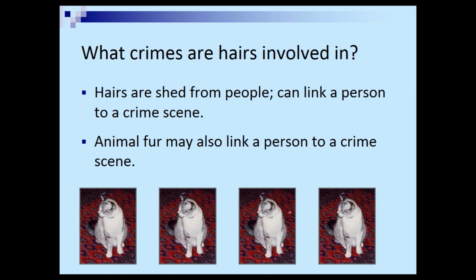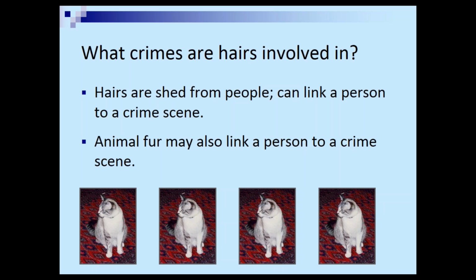Okay, so that's sort of an aside of using hair as evidence. If you can do DNA analysis on hair, then you do DNA analysis. The type of microscopic analysis we're going to talk about is if DNA has failed, or if maybe you're just dealing with animal hair for some reason and want to get some additional information from that. Okay, so hairs are shed from people. They can link a person to a crime scene.